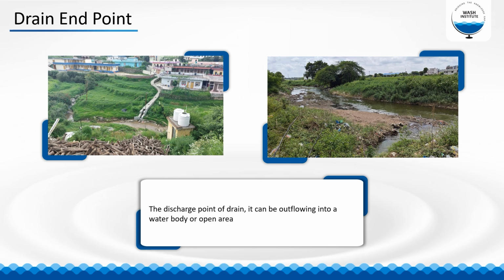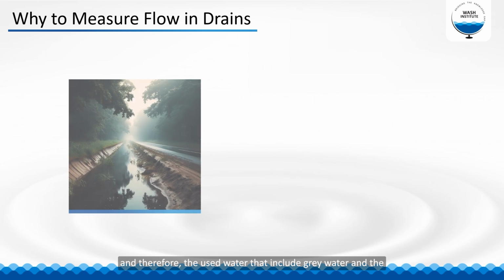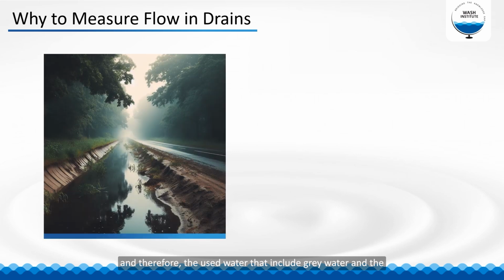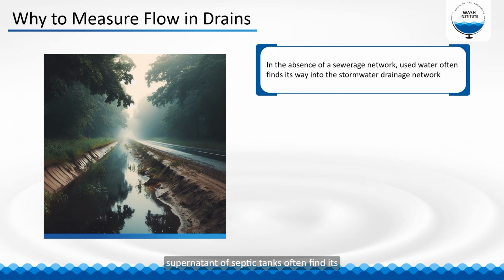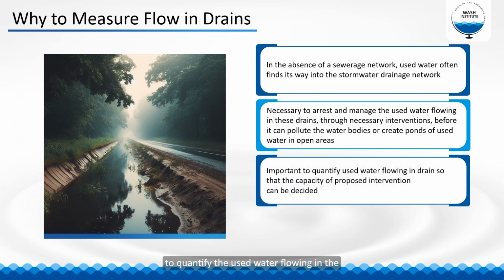It is often found that the water from a drain outfalls into a water body or into an open area at the drain endpoint. In India, many towns are unsewered and therefore the used water, which includes grey water and the supernatant of septic tanks, often finds its way into the stormwater drainage network. To prevent pollution of the water body, it is necessary to arrest and manage the used water flowing in these drains. In order to do so, it's important to quantify the used water flowing in the drain so that the capacity of intervention required can be decided.